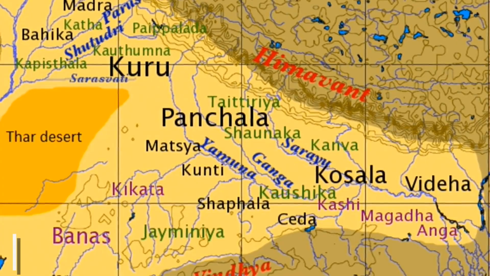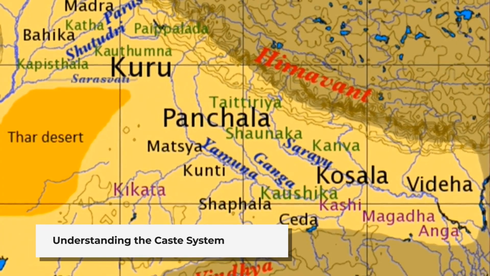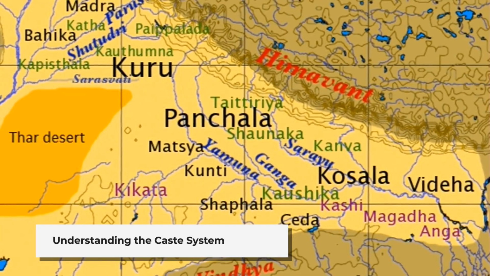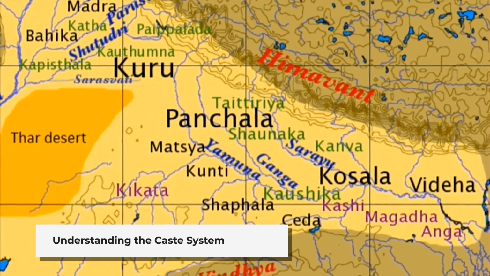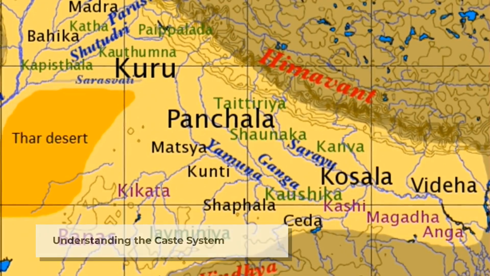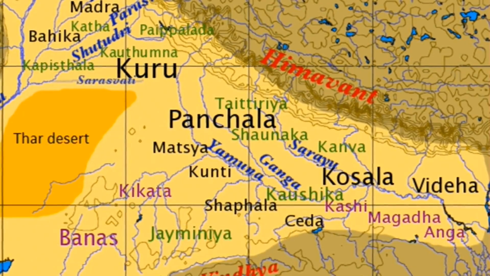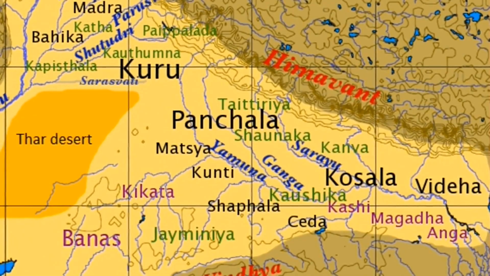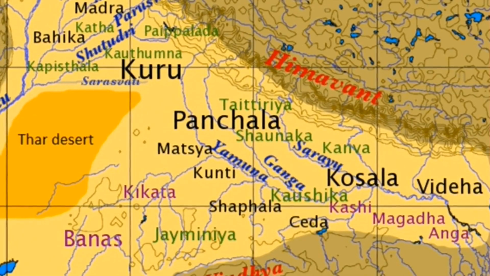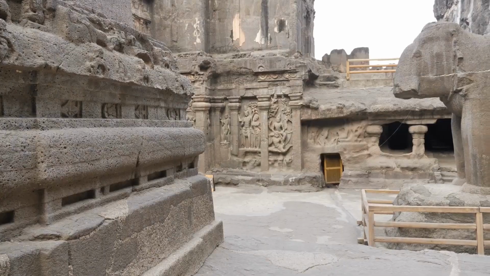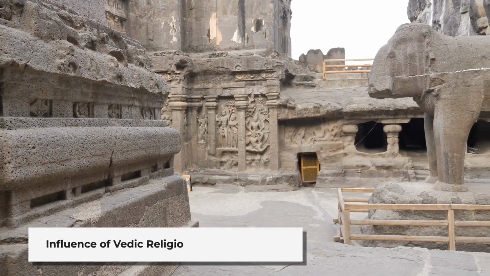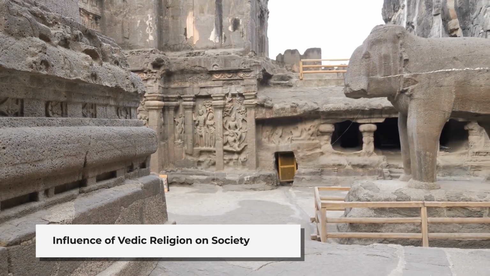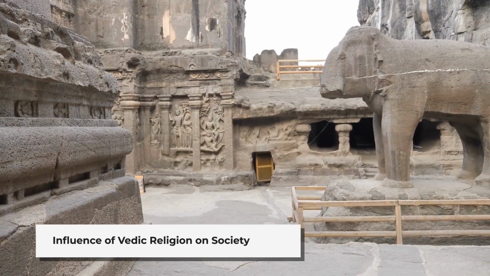During this period, Vedic society developed a complex social structure known as the caste system. It divided people into four main groups: Brahmins or priests, Kshatriyas or warriors, Vaishyas or merchants, and Shudras or laborers. This hierarchical system would profoundly influence Indian society for centuries to come.